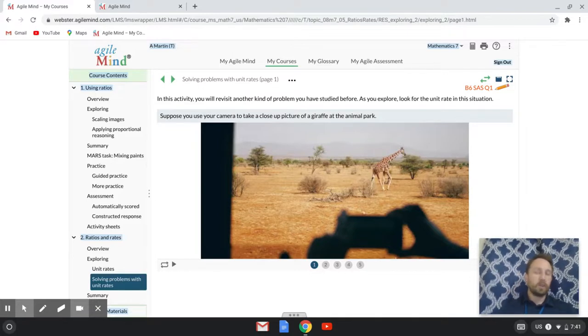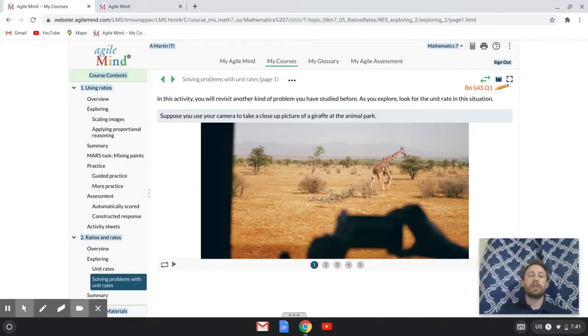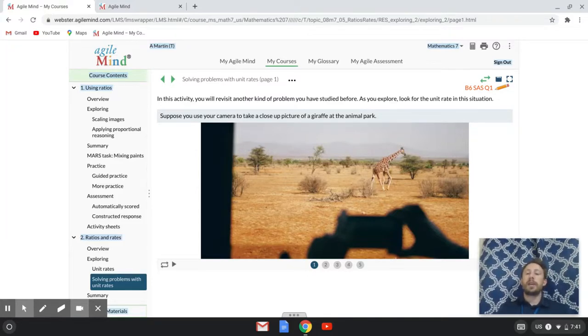All right, so to get started, we're going to start with looking at page 1. In this activity, we're going to revisit another kind of problem that we've studied before. And as we explore, we're going to look for the unit rate in the situation. So it says, suppose you use your camera to take a close-up picture of a giraffe at the animal park.